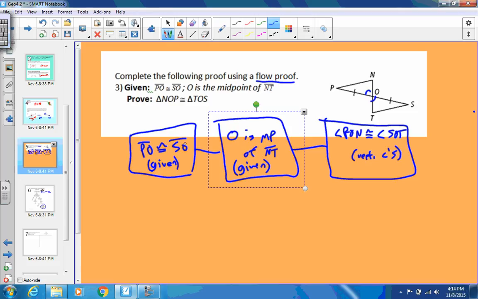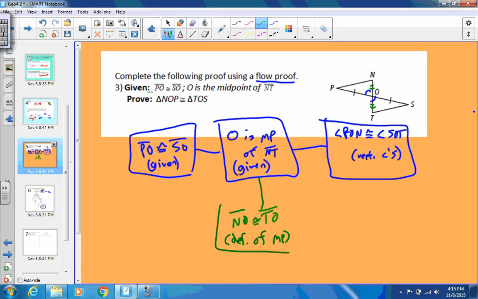If PO is congruent to SO, I don't know if there's anything else we can say from that one. If O is the midpoint of NT, meaning that it cuts it in half, then these two segments would be congruent. So we'd have segment NO congruent to segment TO. That would be our definition of midpoint. Keep the box around that. Got some flow going here.